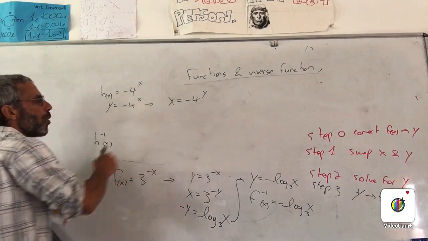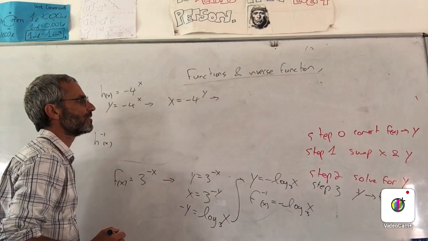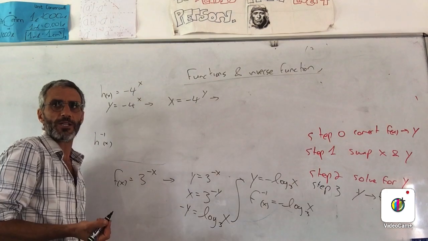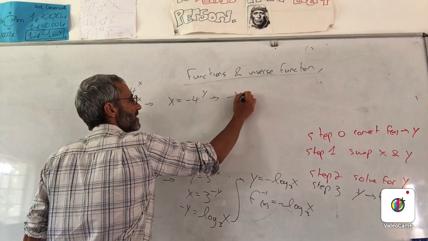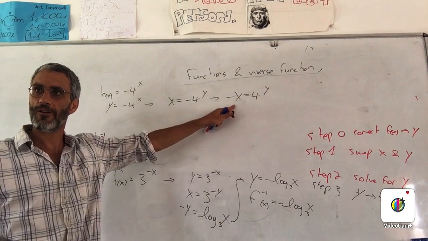Alright, so I gotta do one more thing before I go over that. How do I get rid of that minus? Times it by minus 1, right? So then what will I write? Minus x. Minus x equals 4 to the power of y. And now it's going to work because now I've got a positive base.